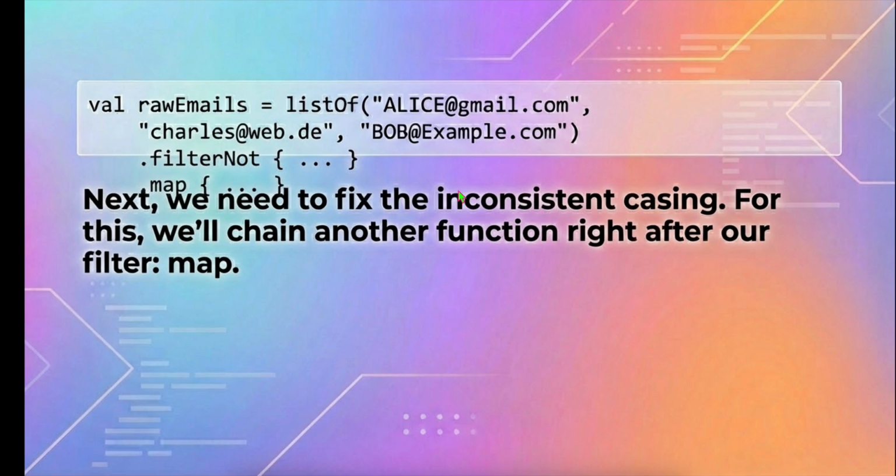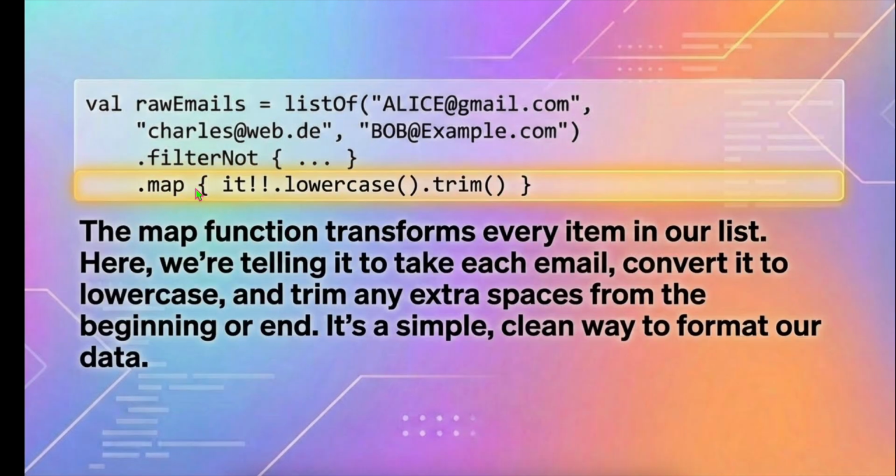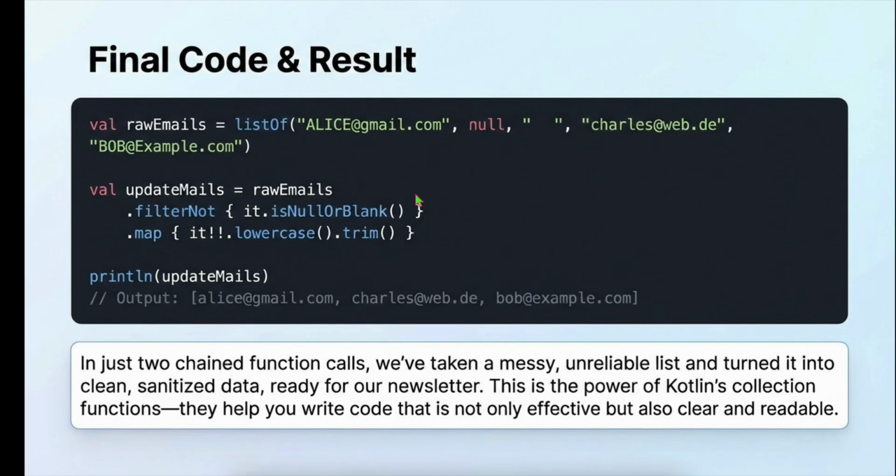Next, we need to fix the inconsistent casing. For this, we will chain another function right after our filter: map. The map function transforms every item in our list. Here we are telling it to take each email, convert it into lowercase, and trim any extra spaces from the beginning or end. It's a simple and clean way to format our data.